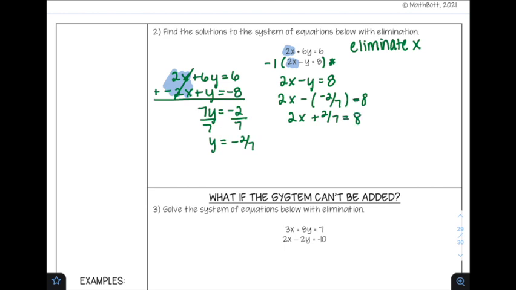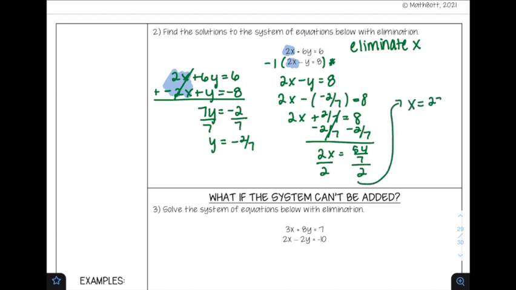So then we're going to subtract 2/7. I'm going to make it an improper fraction. So I have 2x equals 54/7. And I'm going to divide both sides by 2. My x value is going to be 27/7. If you want, you can change 27/7 into a mixed number. So you get x equals 3 6/7.